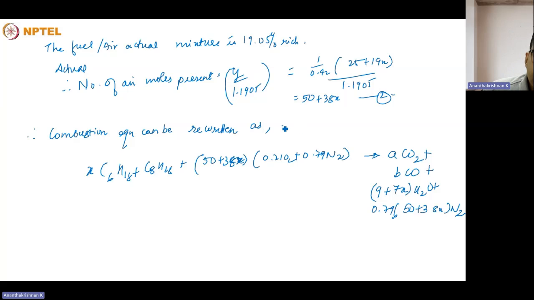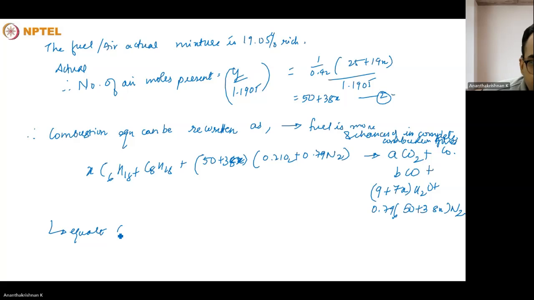Because the fuel is more, the chances of incomplete combustion are higher, which gives carbon monoxide as well. So now, since we have a clear understanding, we equate carbon atoms on both sides. That will give us A plus B on the right hand side, equal to 6x plus 8.